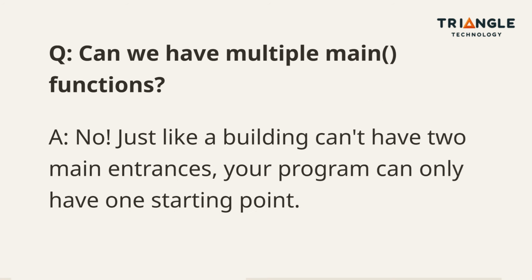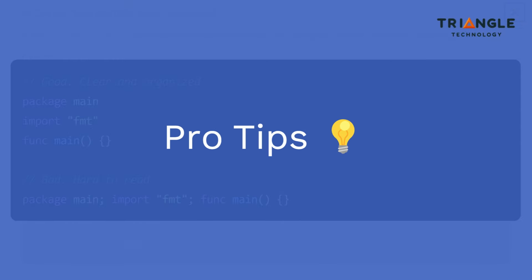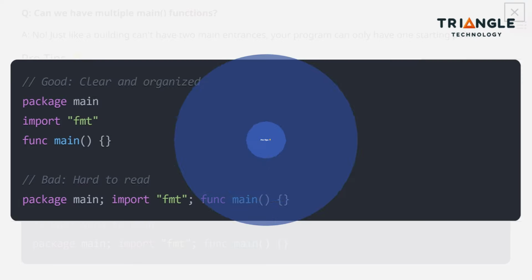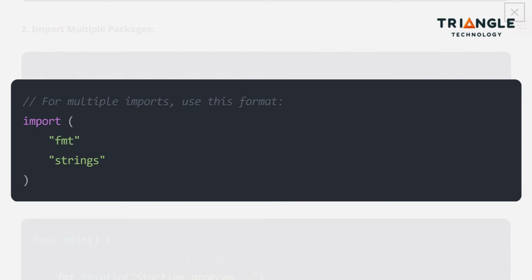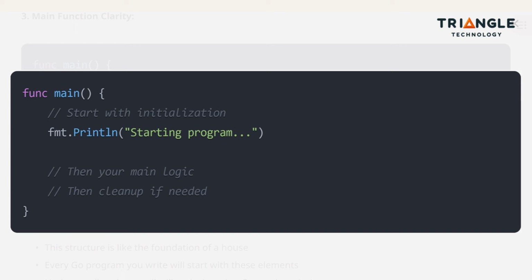Question, can we have multiple main functions? Answer, no. Just like a building can't have two main entrances, your program can only have one starting point. Pro tips: package organization, import multiple packages, main function clarity.